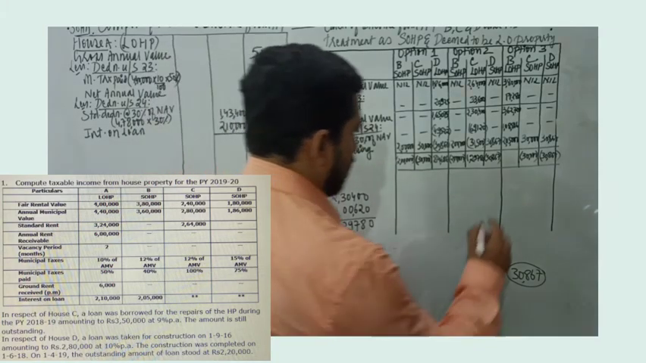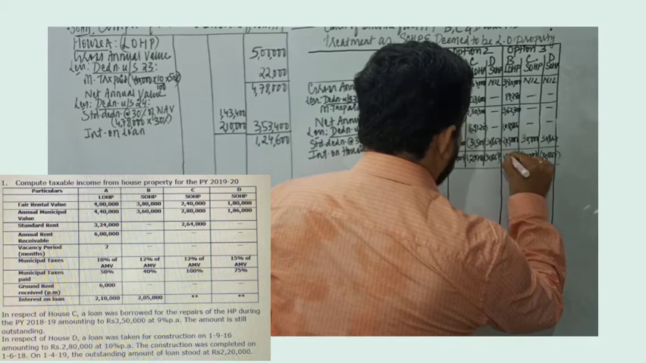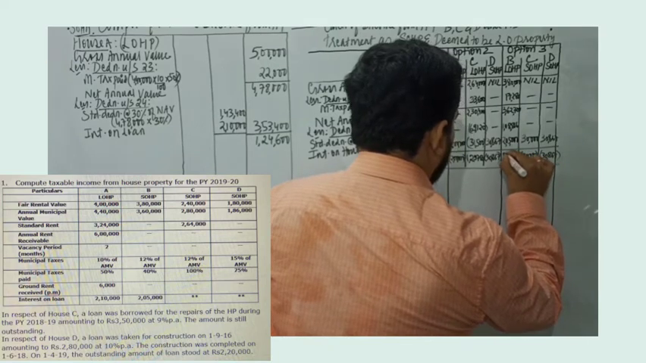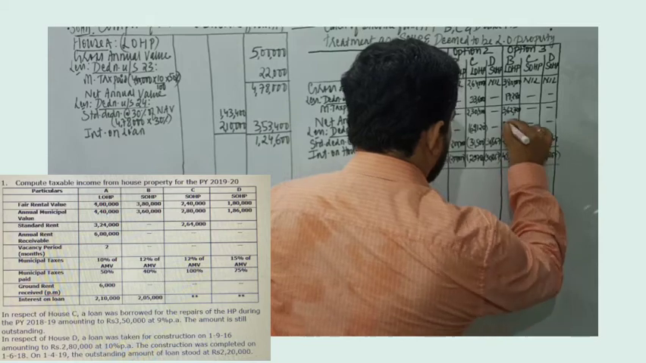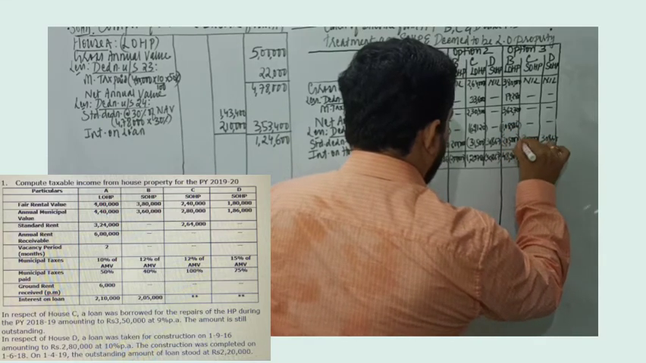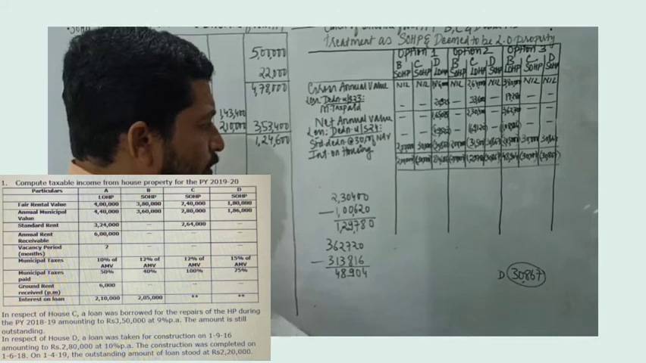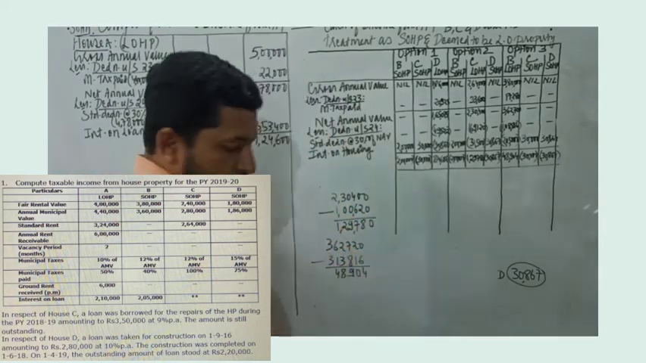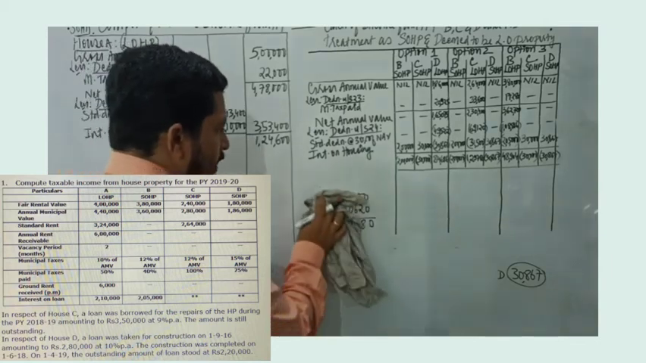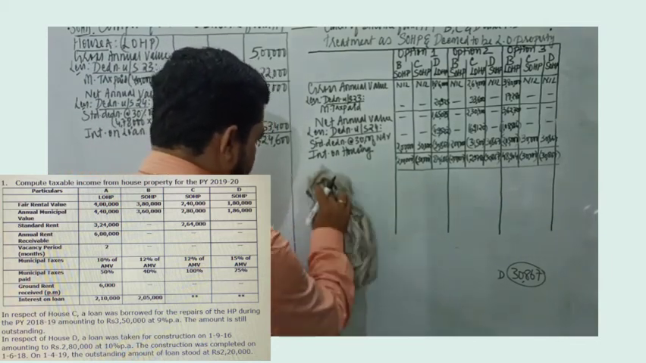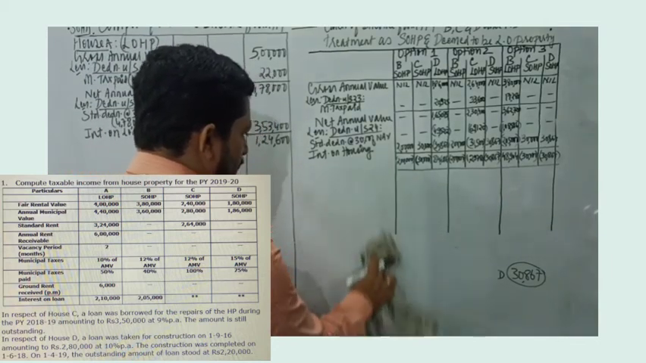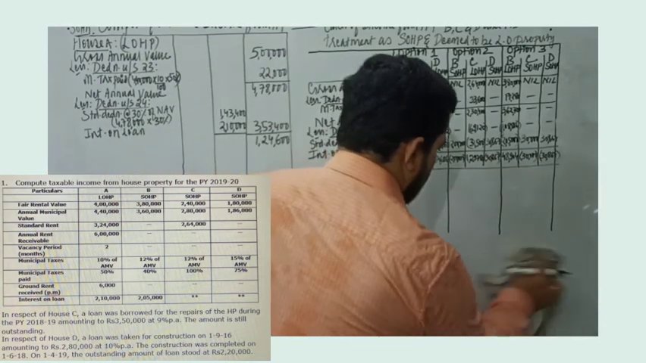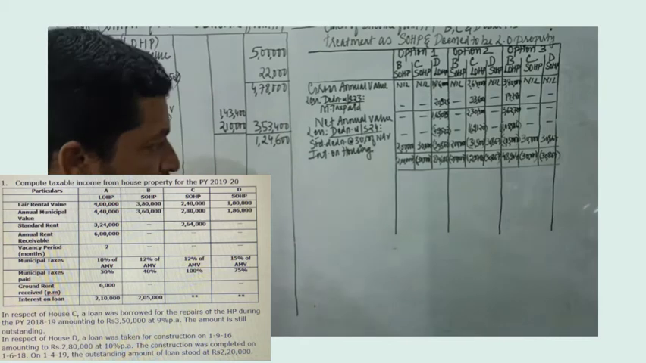So 48,904. 48,904 is the value. So these two numbers had to be deducted. Now we have got all the numbers in option 1. So what we will do is, we will now take the value or taxable income under option 1, option 2 and option 3. We will have a look at that now.